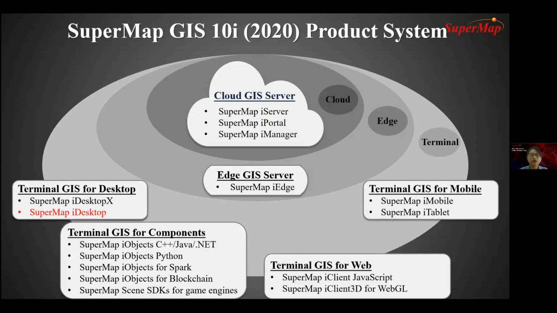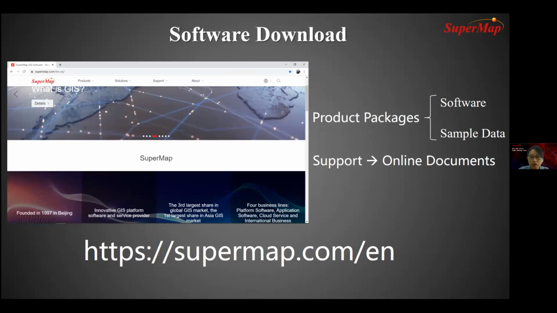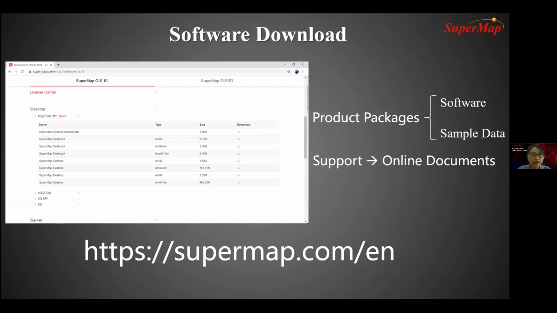And where you can download the software: our official website provides the way to download the products. Here you can see this is the download page, and you can find the products you want to download. Here, as this picture shows, there are iDesktop S10i 2020 SP1. There are also iDesktop X and iDesktop. The iDesktop X is a cross-platform product, and it can be run on Linux systems or others. And what we are going to use is the SuperMap iDesktop.